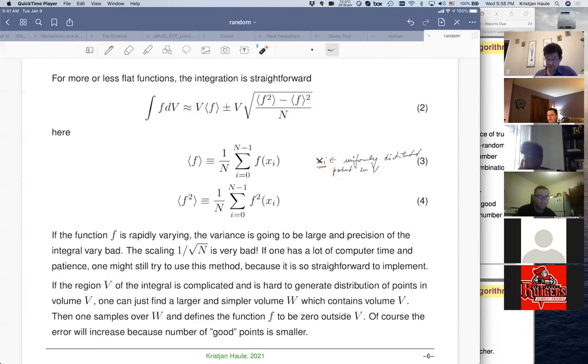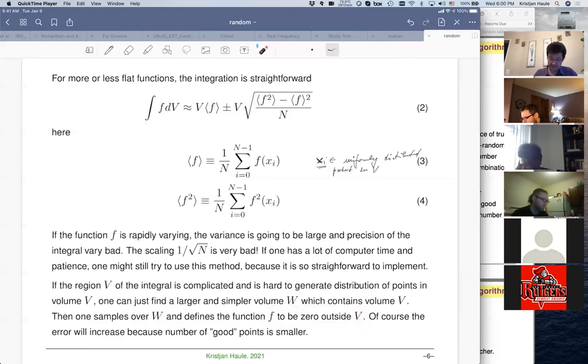Well, the idea is very simple. You find a larger volume, let me call it W, which is simple, let's say a hypercube or hypersphere, or anything that is easy to define. Then we sample the points in the hypercube or hypersphere, the simple volume, and then we define the function to be zero outside of our volume that we're interested in.